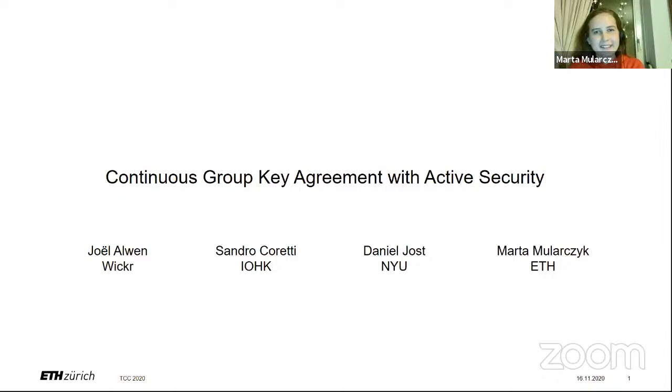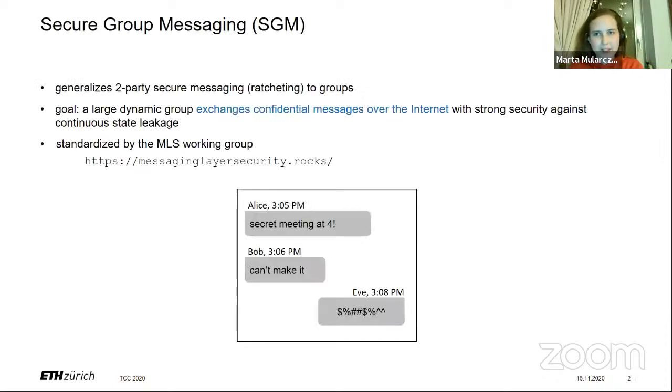Okay, thank you. So this is about secure group messaging, or two talks ago it was called group ratcheting. This generalizes the well-known two-party secure messaging, sometimes called ratcheting, to groups. The goal is to allow a large dynamic group of users to exchange messages. And we want some confidentiality, even if the secrets of these users can continuously leak. One such protocol is currently being standardized by the MLS working group.